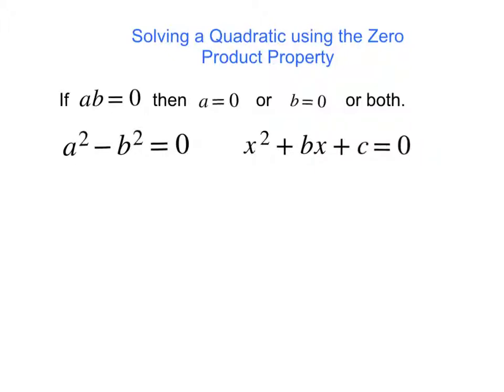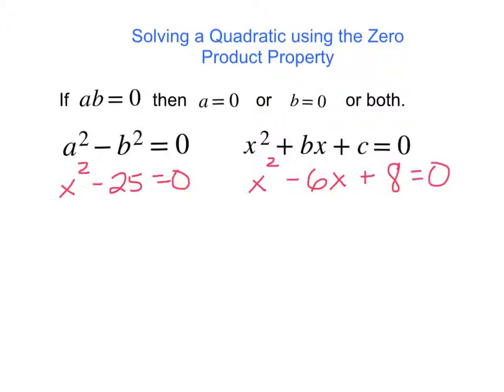So we'll do one of each of these types. A squared minus B squared equals 0, and x squared plus bx plus c equals 0, so both a difference of squares one and a trinomial there. And so let me just go ahead and make a couple of these up real quick. Let's do x squared minus 25 equals 0, and let's do x squared minus 6x plus 8 equals 0.